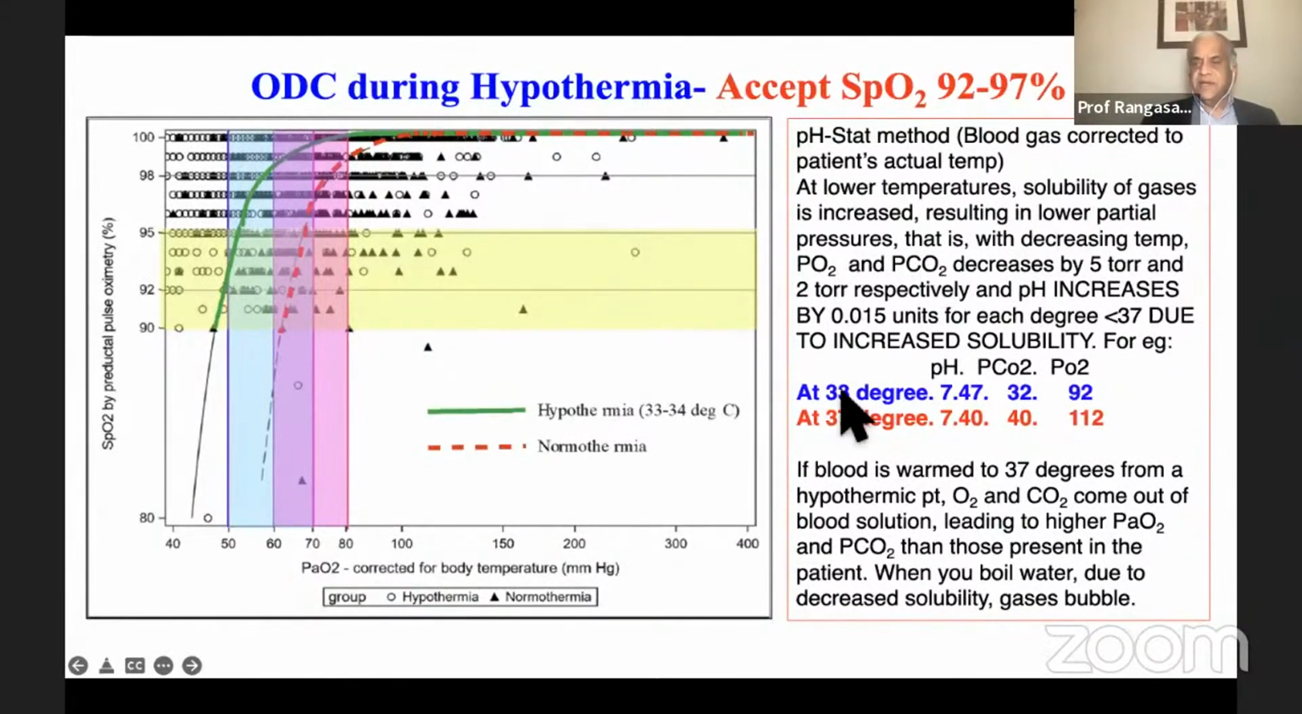So at 33 degrees Celsius, pH is 7.47, PCO2 is 32, PO2 is 92. This is what the baby's tissues are looking at. But if you take the blood from a cooling baby and heat it to 37 degrees in the blood gas machine, which all of them do, you're going to get values of 7.40 and 40, and PO2 is 112. So the baby is actually hypocarbic and hyperoxic. The oxygen dissociation curve shifts to the left, just like having fetal hemoglobin. So in this case, maybe you accept a saturation of 90 to 97.